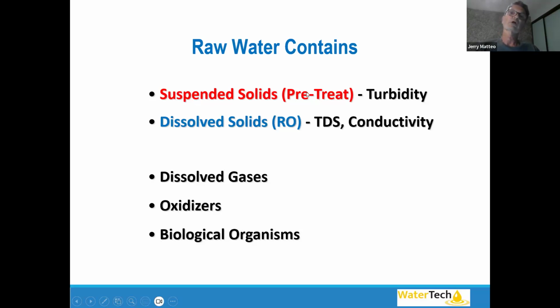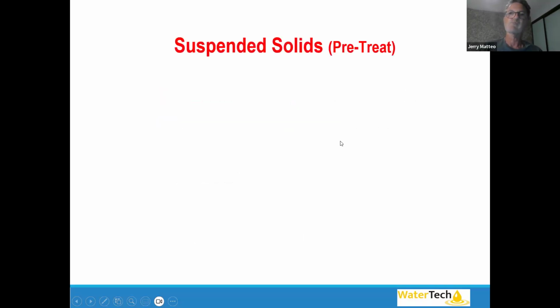Up here, I marked this one at the top in red because we want to remove suspended solids through pre-treatment. We do not want suspended solids going to our reverse osmosis. You're going to see that. We measure suspended solids typically by turbidity, and most of you are probably familiar with a turbidimeter to do that. Dissolved solids we measure as conductivity. The more dissolved solids, the more conductive the water is, or total dissolved solids, which would be like parts per million.